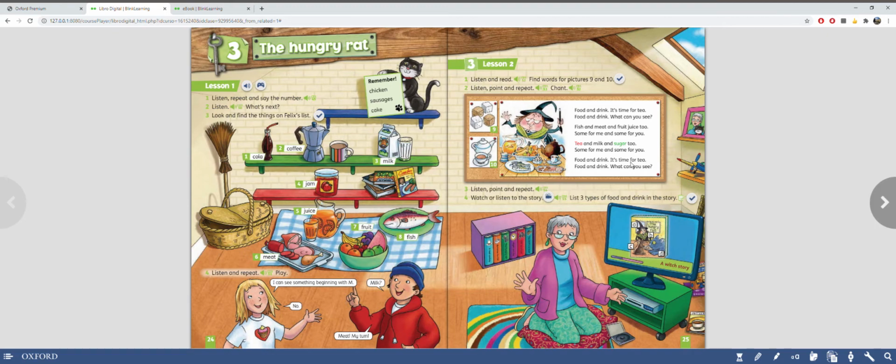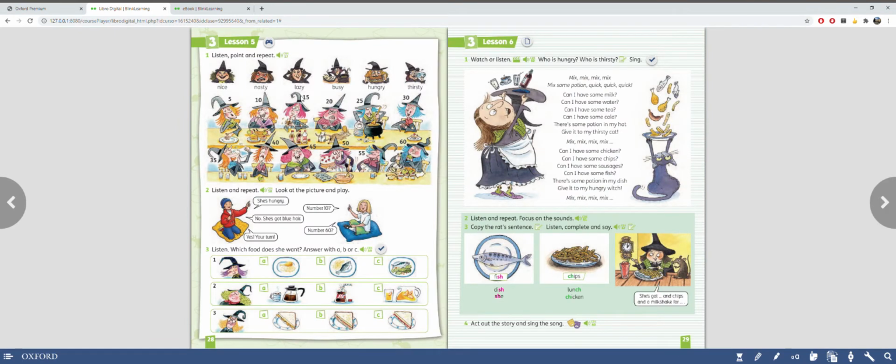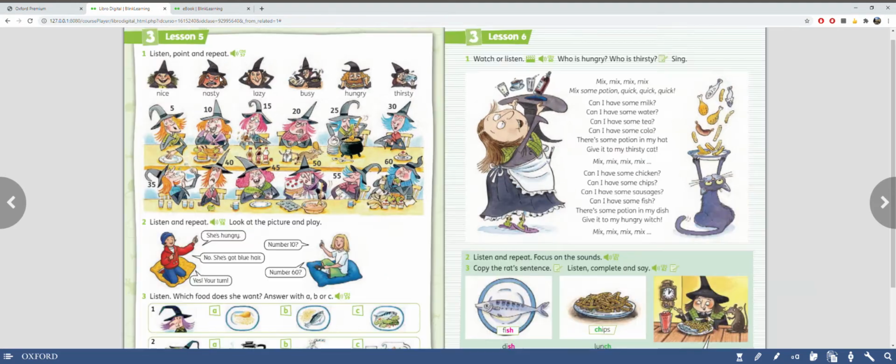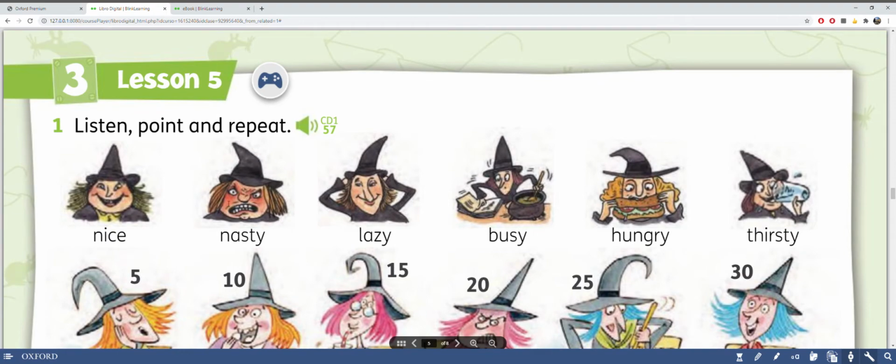So during this class also we learn and we watch the story of the witch. And in this story we also focus on the different adjectives of emotions. For example, we have nice, nasty, lazy, busy, hungry, and thirsty. So these are the adjectives or emotions that we feel. We have different feelings right now.